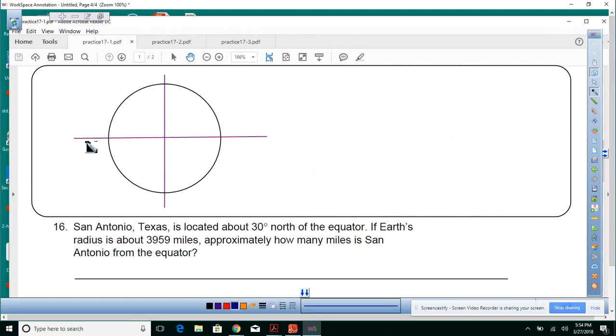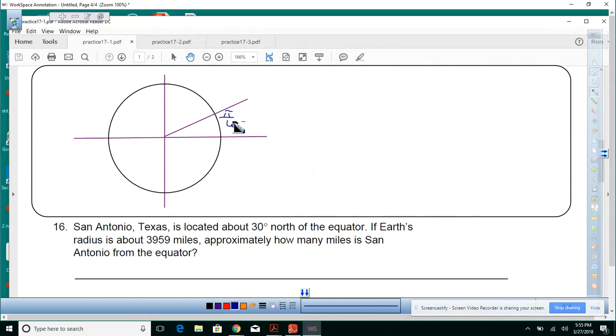Okay, so there's the equator right there. We'll see the x-axis is the equator. And let's see, 30 degrees north. I'm thinking that's going to be like right in there, right? And 30 degrees, that is like pi over 6, right?